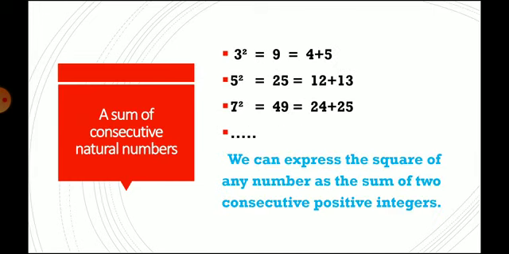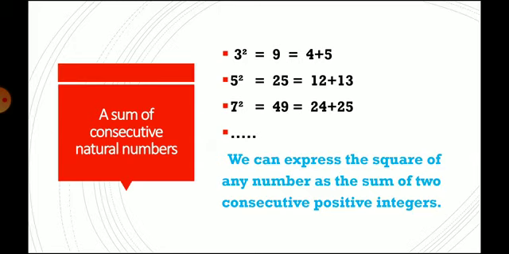Then the sum of consecutive natural numbers. See here, the numbers can have some specialities. First of all I would take 3 square. What is 3 square? 3 threes are 9. After that, how can we get the 9 using addition? If we add 4 and 5, we get 9. So 4 plus 5 is equal to 9, and 3 square is 9.